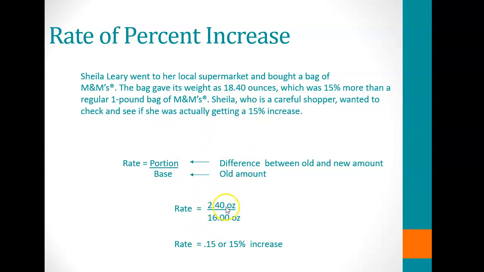Then divide the increase by the amount of the original, which is 16 ounces, because the original bag was 16 ounces. If you take 2.4 and divide that by 16, you get 0.15 or 15%. Therefore, it is true that Sheila did receive a 15% increase in her M&Ms, because the initial bag was 16 ounces. The new bag is 18.4 ounces, a difference of 2.4 ounces, which is a 15% increase from the original amount.